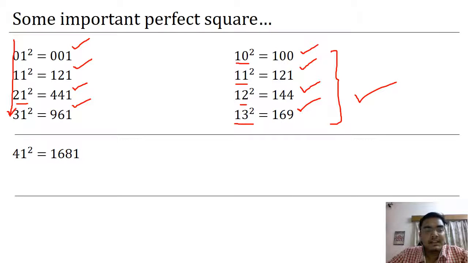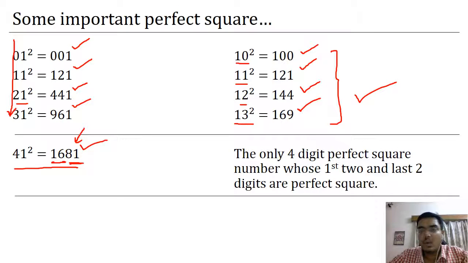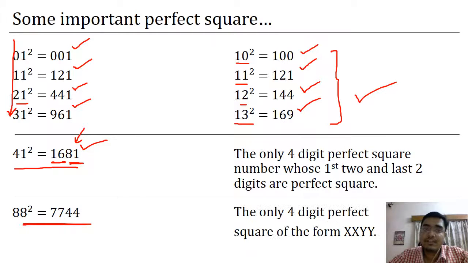Similarly, there is a square, 41 square, which is 1681. What is the special property about this? The first two and last two digits are perfect squares. So this is the only 4-digit perfect square whose first two and last two digits are perfect squares. Similarly, there is one more number, 88 square, which is 7744. So this is the only 4-digit perfect square which is of the form XXYY.